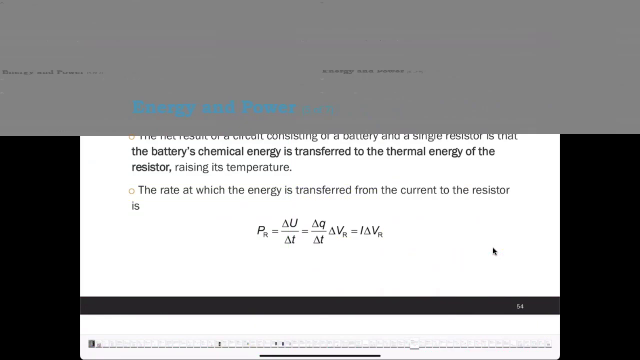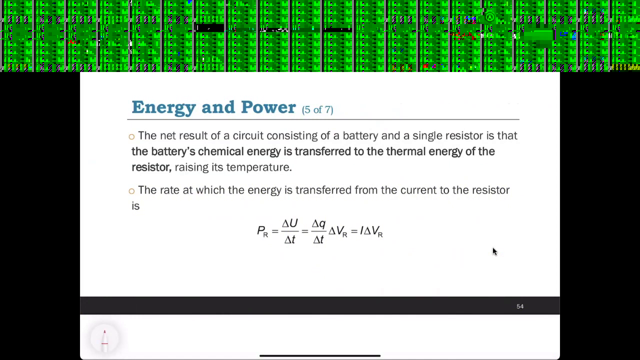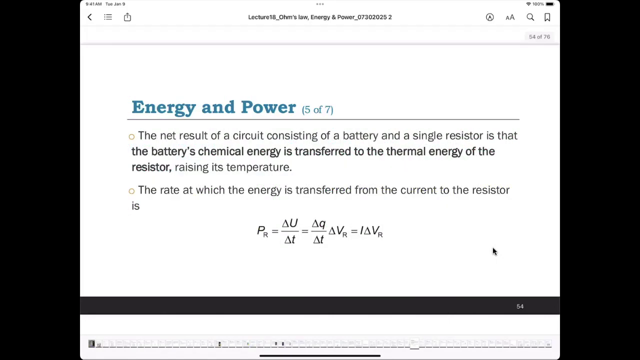The net result of a circuit consisting of a battery and a single resistor is that the battery's chemical energy is transferred to the thermal energy of the resistor. This is the process of energy transformation. You can see at the beginning it is chemical energy, and at the end it is thermal energy. So the battery's chemical energy is transferred to the thermal energy of the resistor, with the rise in temperature as the result.